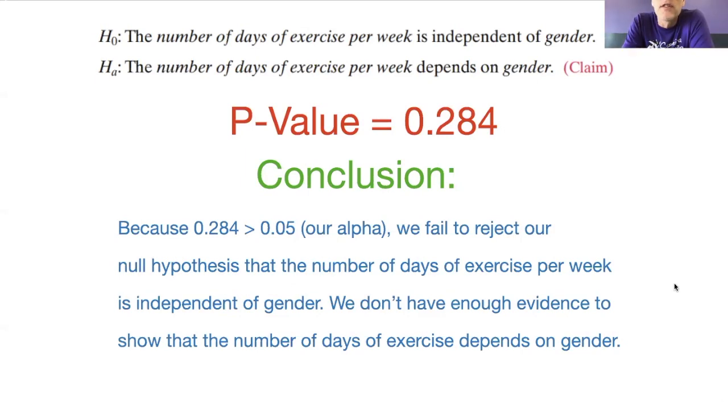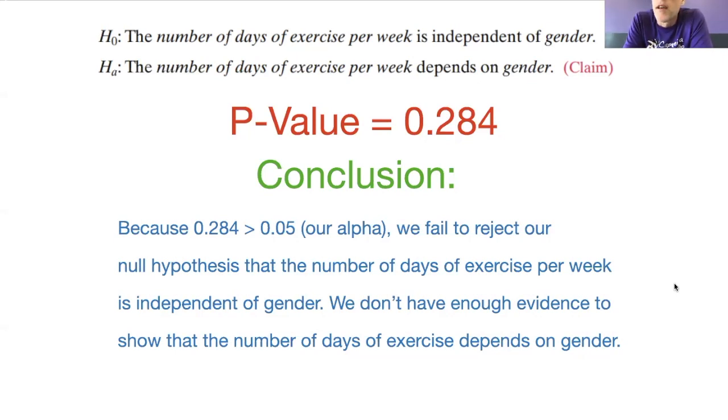At the beginning, we set our alpha, our significance level, at 5%, meaning we are only going to reject our null hypothesis if our p-value is less than 5%, 0.05. Clearly, it is not. So let's develop a conclusion. Because 0.284 is greater than 0.05, we fail to reject our null hypothesis that the number of days of exercise per week is independent of gender.